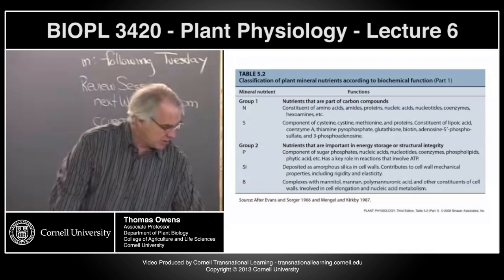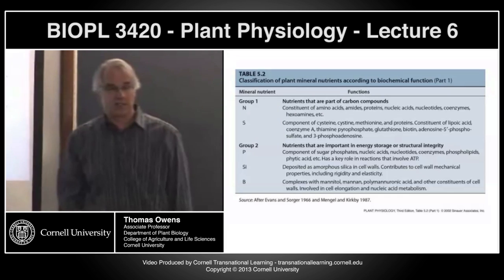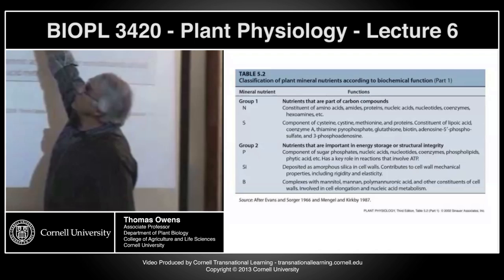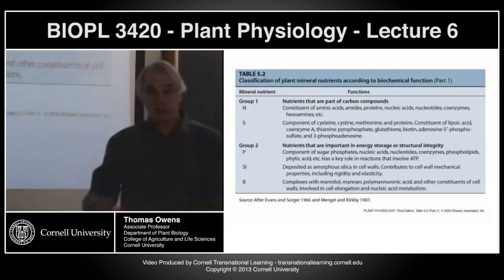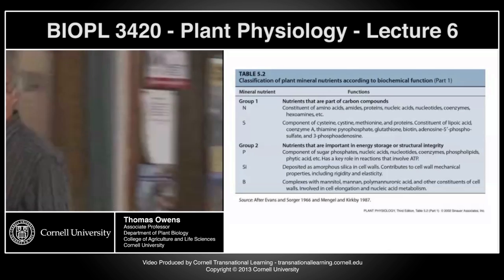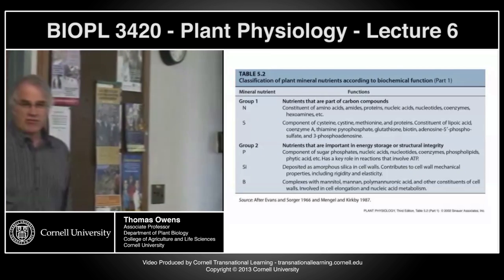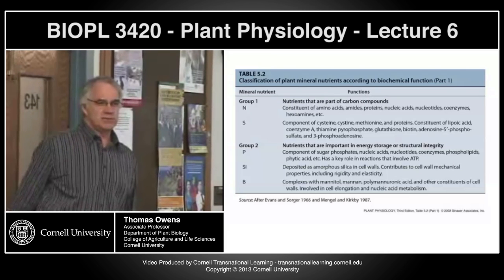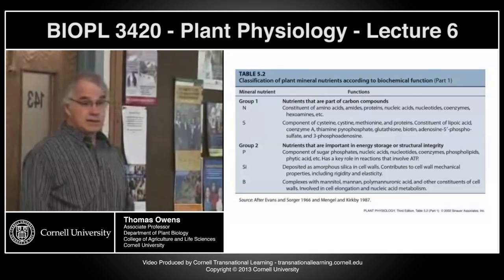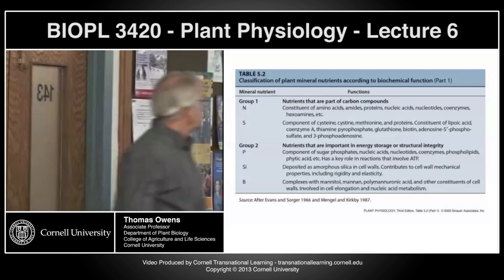The other way that the book does it is by functional groups. But to be honest, this is a pretty poor mechanism as well. So group one are nutrients that are part of carbon compounds. So nitrogen and sulfur, yes. Nitrogen's part of amino acids and nucleic acids. Sulfur is part of amino acids. But what about phosphorus? Isn't phosphorus part of organic compounds? Fatty lipids and nucleic acids? So why phosphorus is in group 2 instead of group 1, I don't know.